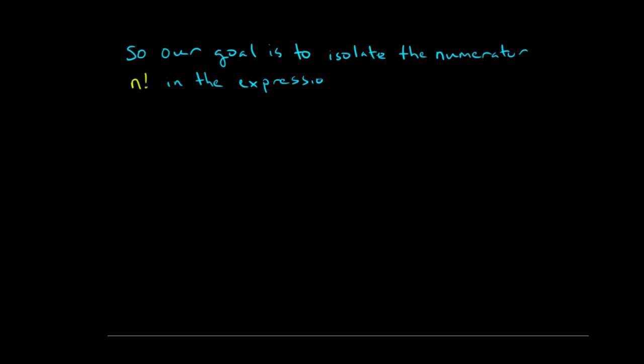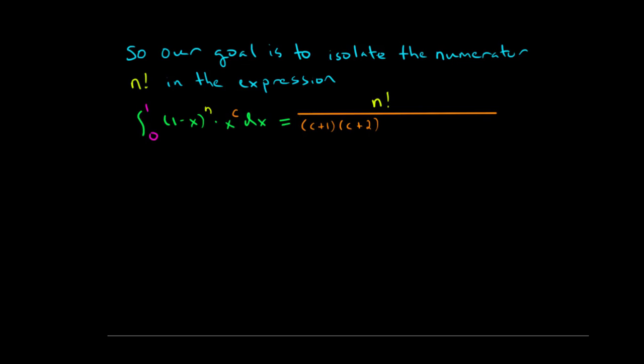So again, we're going to isolate the numerator in this expression that we have here, which is the integral from 1 to 0 of the quantity 1 minus x to the n times x to the c dx. And again, that equals n factorial over c plus 1 times c plus 2, and so on, dot, dot, dot, all the way up to c plus n plus 1. And here was Euler's idea for how to isolate that numerator. We're going to treat the constant c as the ratio of 2 other constants. So we're going to let c, our constant c, equal the constant f over g. And you'll see why we're doing that in a moment.